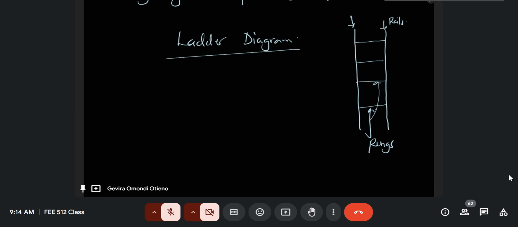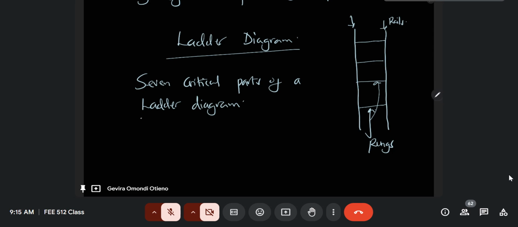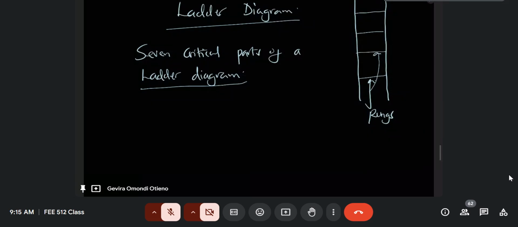So when you're implementing a ladder logic program in a PLC, there are 7 basic parts of a ladder diagram that we must all know. These are the parts that I want to look at, and then we look at the symbols, and then we end our class. Let me call them the 7 critical parts of a ladder diagram. Remember, whenever we were doing C, we looked at how you initialize. These are some of the areas we are looking at to see how we can come up with a proper ladder diagram. The 7 critical parts.